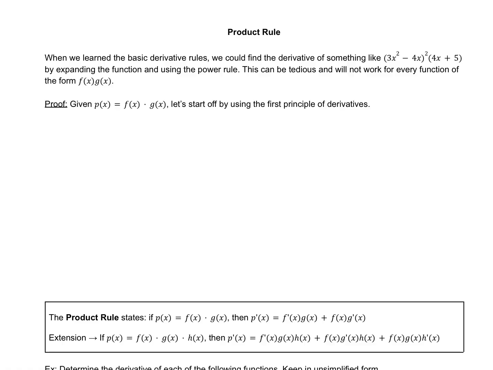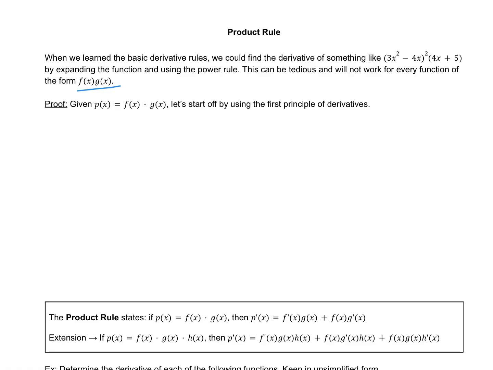So we need to add on our product rule. And our product rule is going to allow us to more efficiently find the derivative of something of the form f of x times g of x. And we're going to start off with a little proof. And the little proof is going to involve first principles.